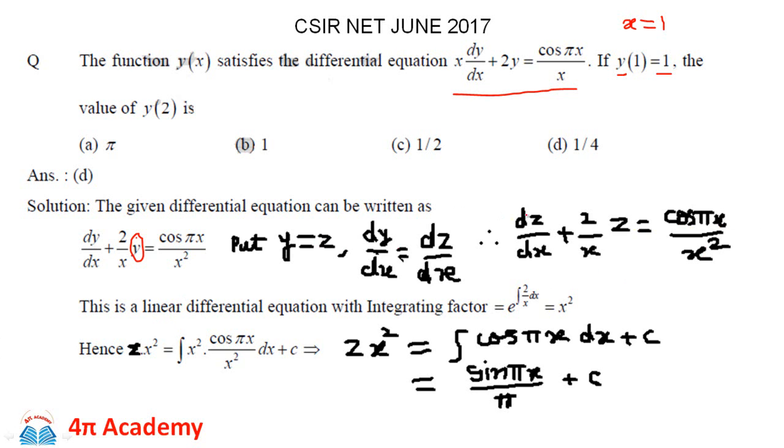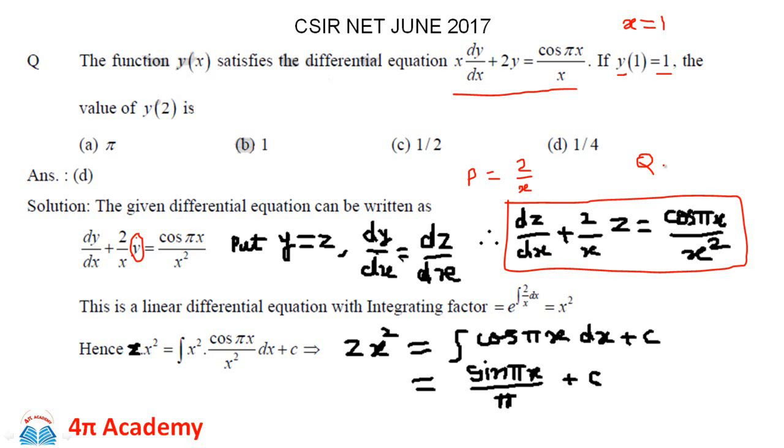Now this equation is in the form of a linear differential equation, that is dz by dx plus pz is equal to q. So here my p is equal to 2 by x, and q is nothing but cos pi x upon x square.